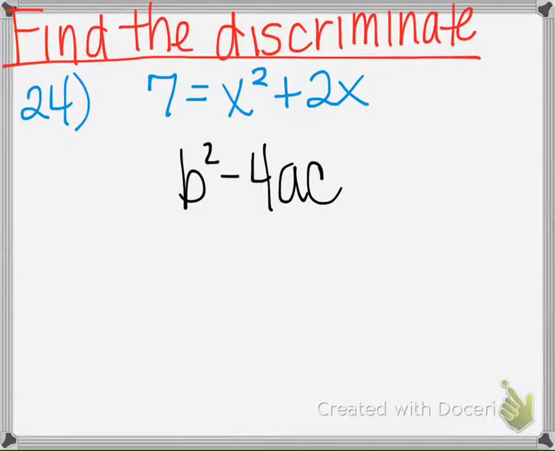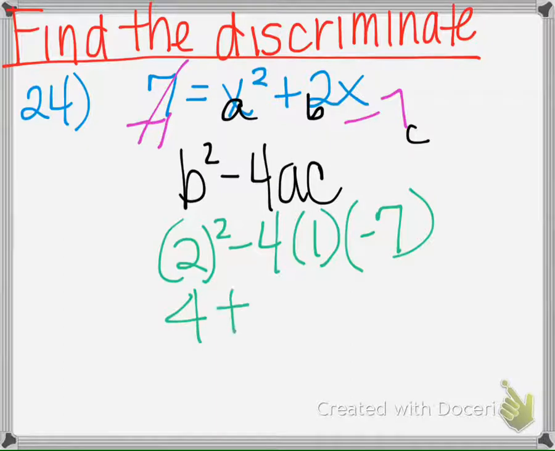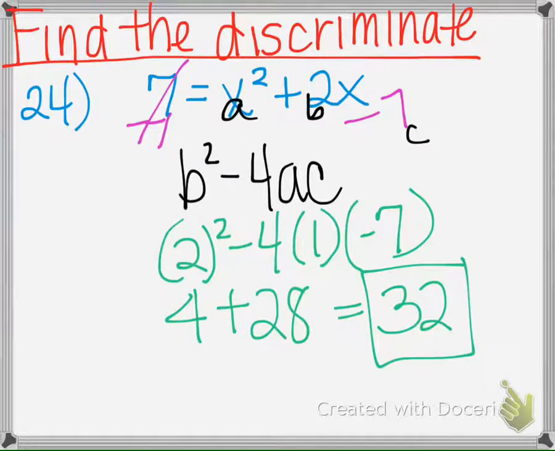Number 24. So here, before we start, it has to equal 0, so we're going to subtract 7. And now we're going to plug in our A, our B, and our C. So our discriminant is 32.